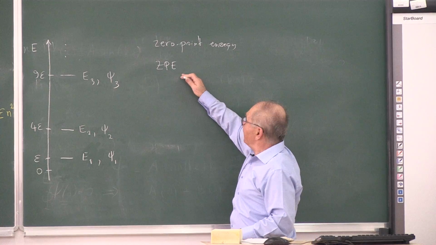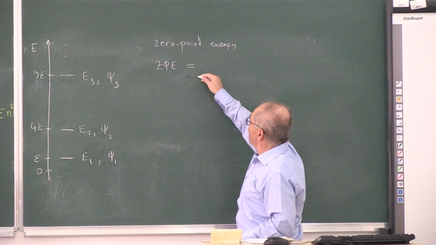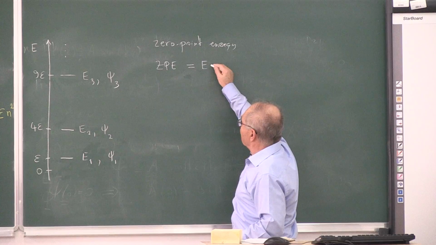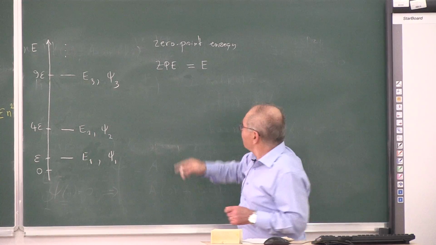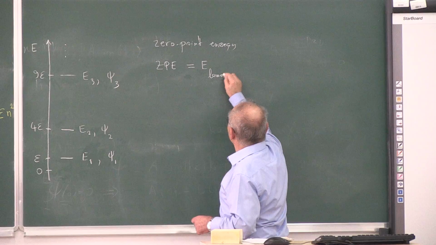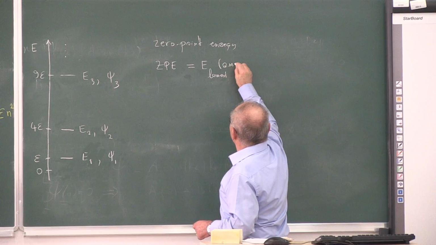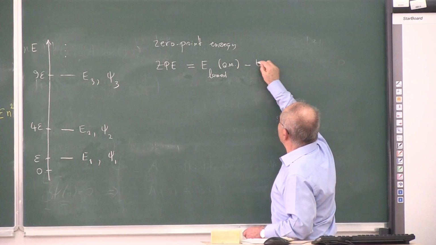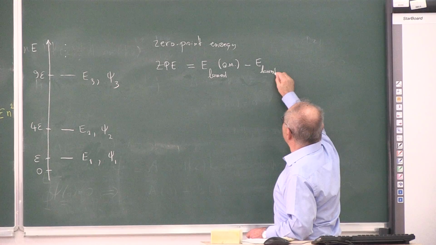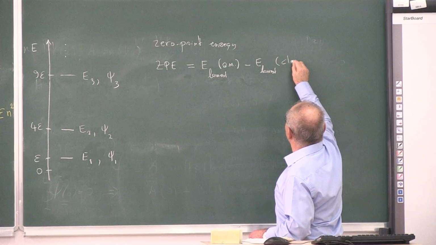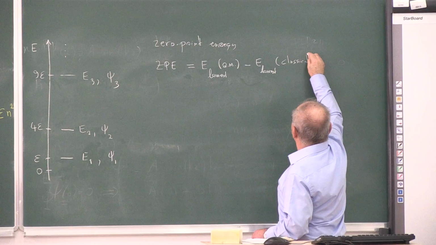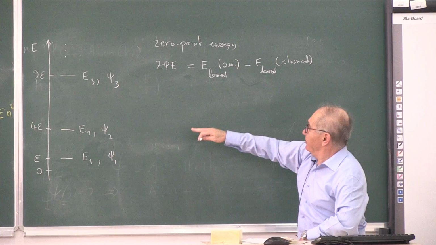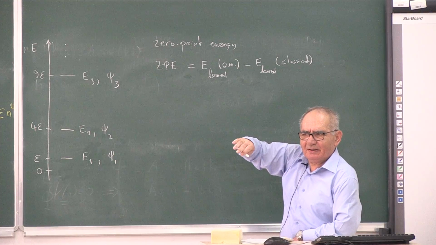By definition, zero-point energy is the lowest quantum mechanical energy minus the lowest classically expected energy. This is a general definition.